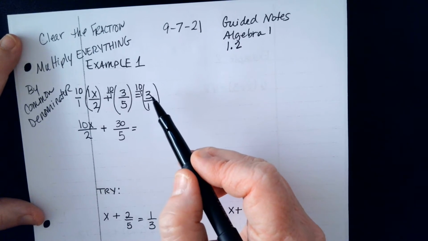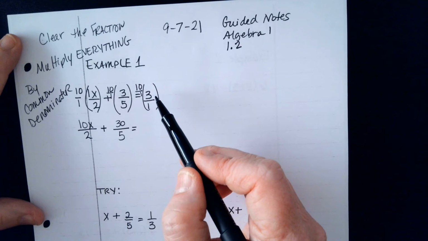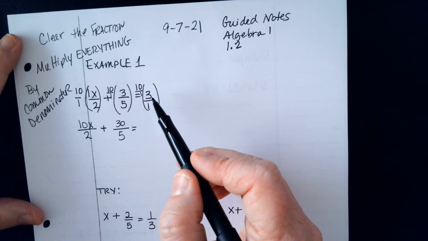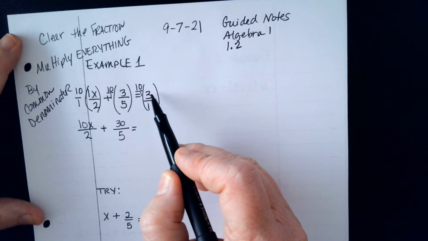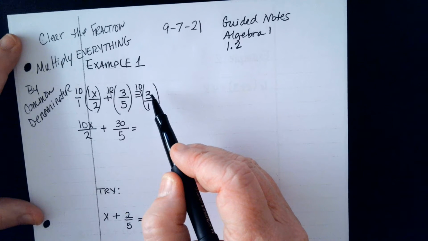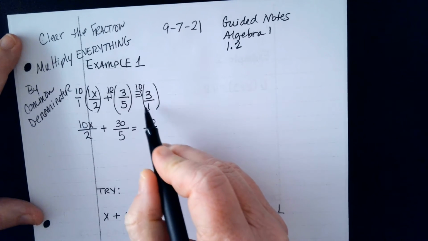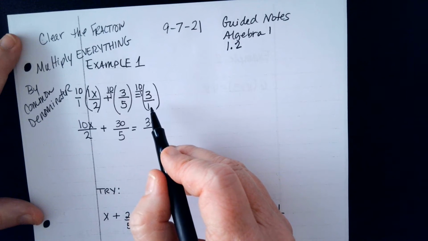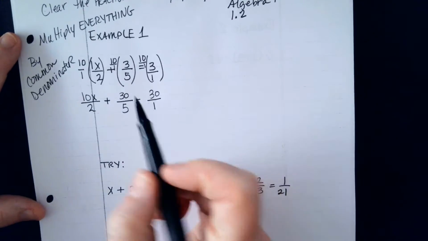And let's do this. People will forget to do this on the other side because the 3 was already a whole number. Don't let that happen to you. Be cautious. 10 times 3. Jehovah? 30. And 1 times 1. Alexis? 1. Okay, now let's simplify these.